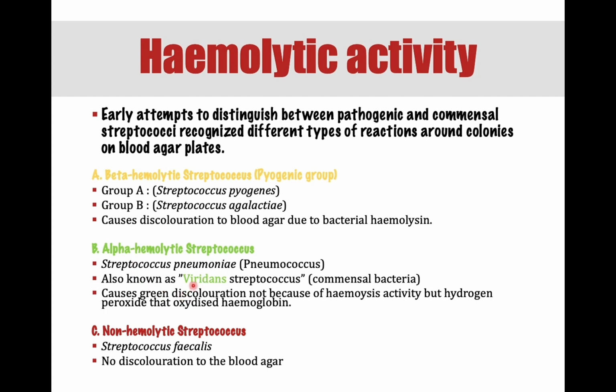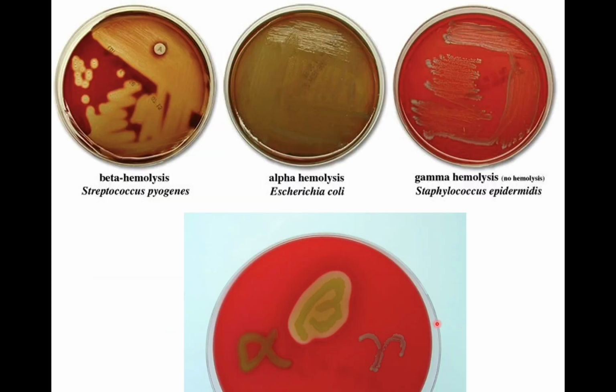So that's alpha. It is stated here that it causes green discoloration not because of hemolytic activity but because of hydrogen peroxide oxidizing hemoglobin. Now for non-hemolytic, the organism does not induce hemolysis, so the agar under and around the colony is unchanged. You can see clearly the yellow color up here. The yellow color here is actually the color of the colony, not a discoloration of the blood agar.